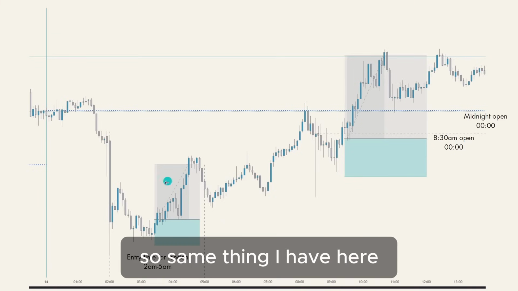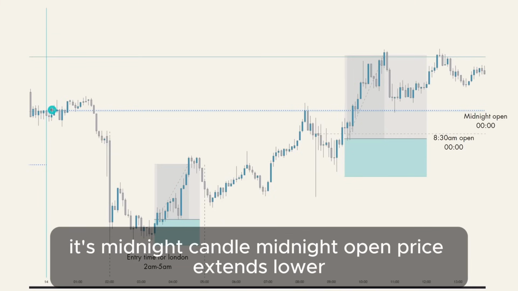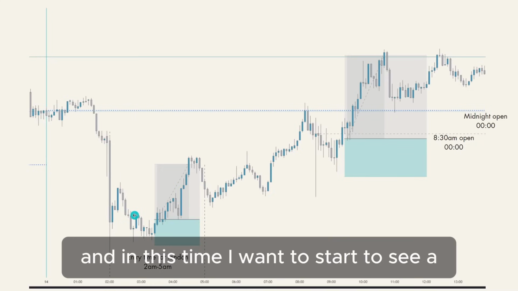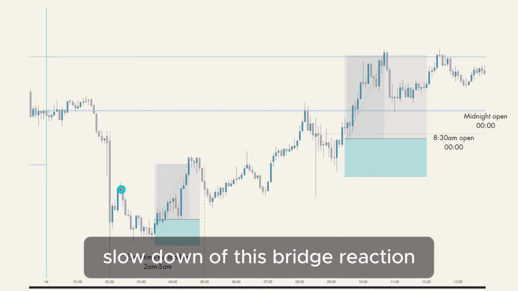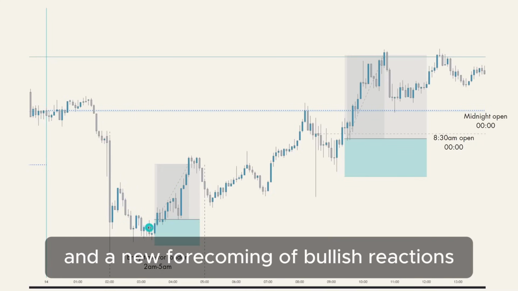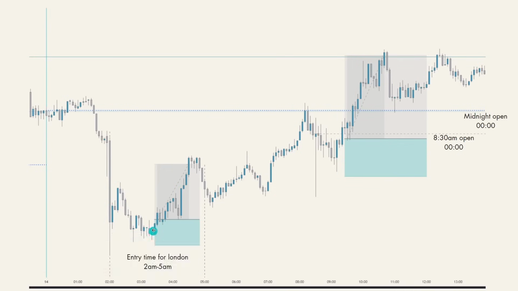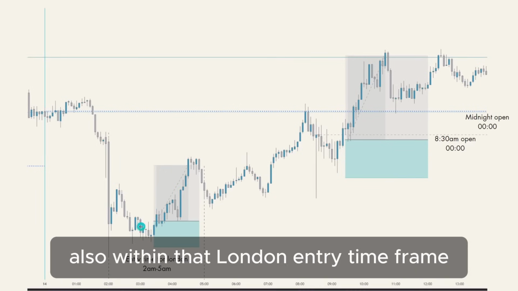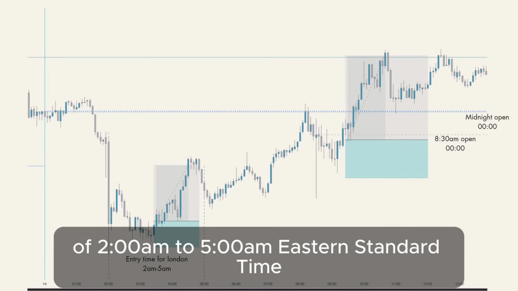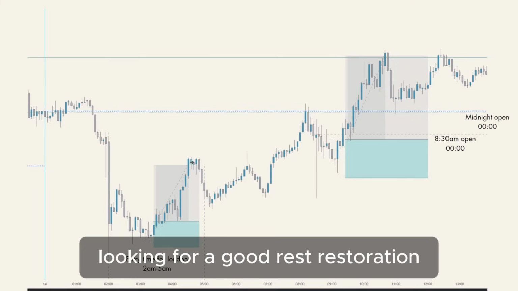Okay, same thing right here. Midnight candle, midnight open, price extends lower, and this time, once you start to see a slowdown of this bearish reaction and a forthcoming bullish reaction, you can then look to start to enter also within that London entry time frame of 2 a.m. to 5 a.m. Eastern Standard Time, looking for a good risk to reward.